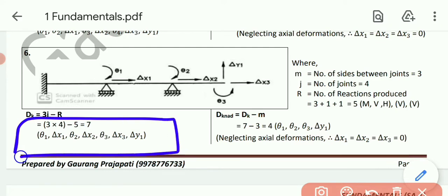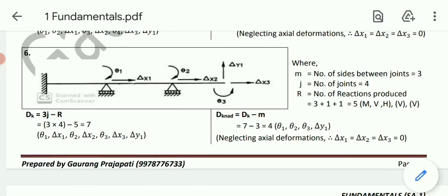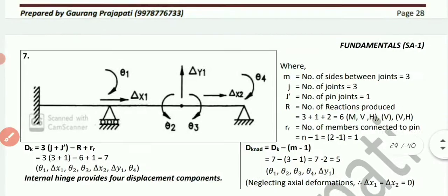And from this one we neglect delta x1, x2, x3, always neglect delta x, so the remaining will be DKN: 1, 2, 3, 4. See, your answer is 4. These are the criteria. Okay, so I hope you guys are getting the concept.